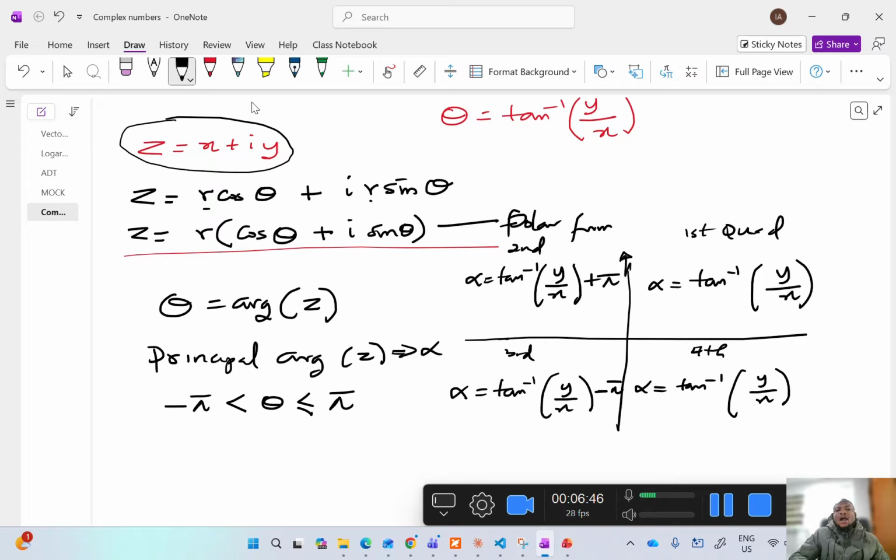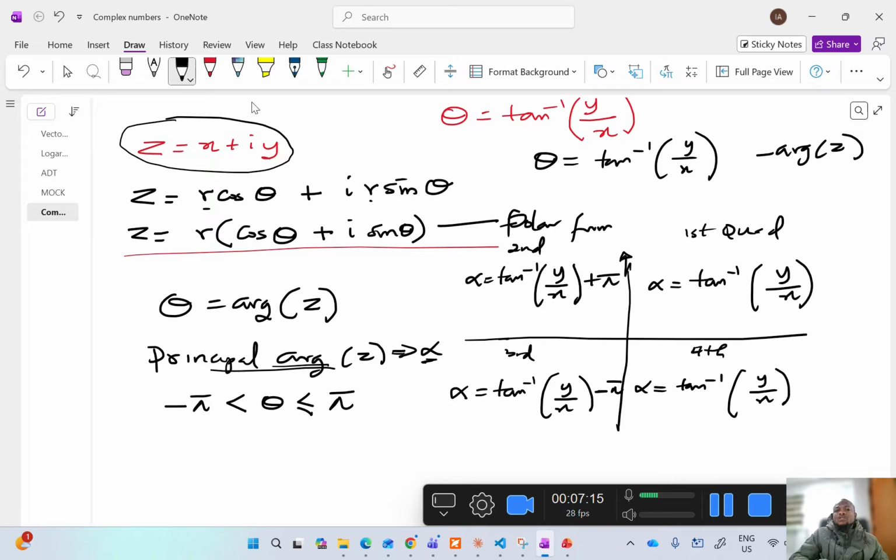So if you are asked to find the argument of z, just find theta, which is equal to arctan of y over x. So this is the argument of z. I hope you understand that. But if you're asked to find the principal argument of z, that is alpha, that will be equal to arctan of y over x, adjusted depending on what quadrant the complex number falls in.